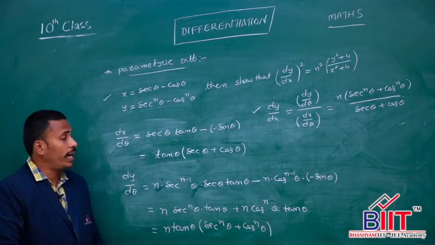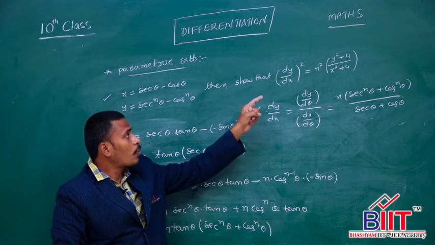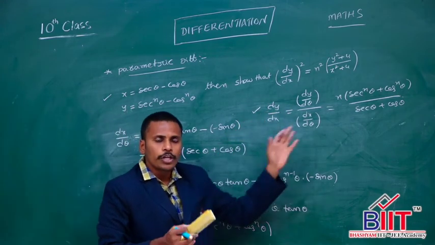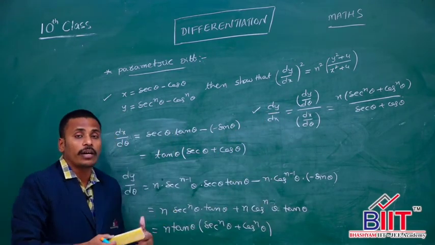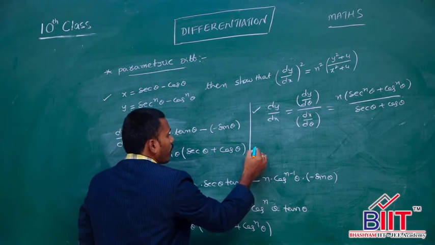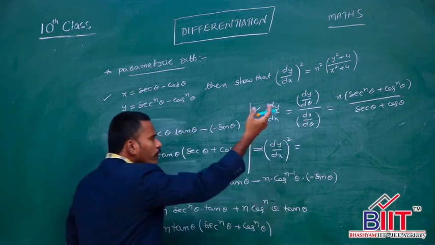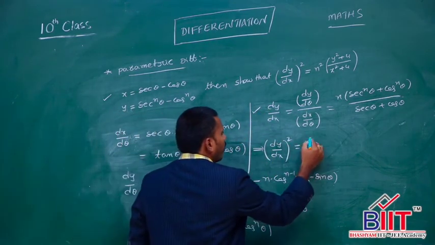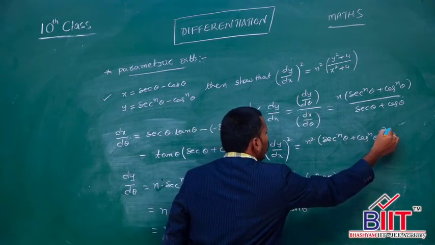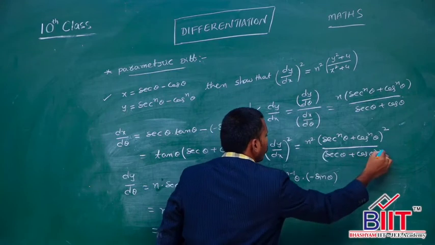But our target is to show dy by dx whole square is equal to n square into y square plus 4 by x square plus 4. Since this is dy by dx, you just do squaring on both sides and then try to convert the right side part as y square plus 4 and x square plus 4. So since it is dy by dx, now you just square it. dy by dx whole square is equal to, we need to square the right side part, n square into secant power n theta plus cos power n theta whole square divided by secant theta plus cos theta whole square. Okay.